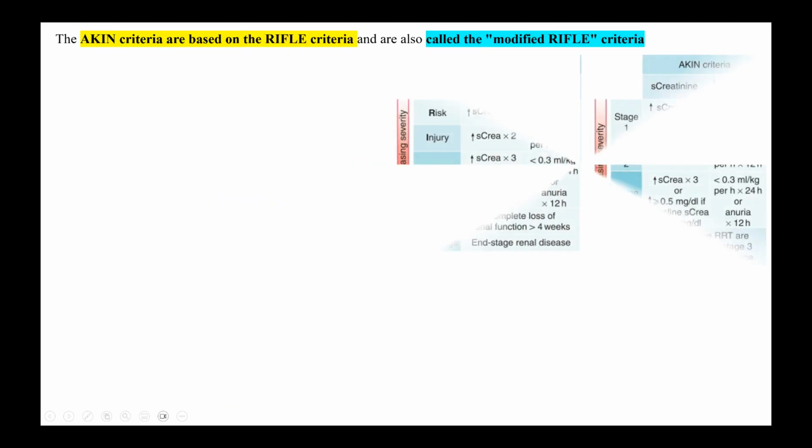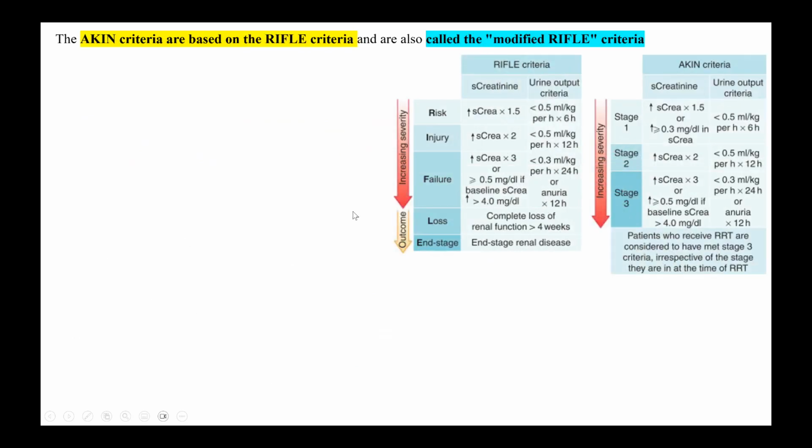And this AKIN criteria is nothing but a modification of the RIFLE criteria. So there you have only 3 stages, stage 1, stage 2, and stage 3, and there will be increasing severity as the stage increases. And again, here also the creatinine and urine output are the two parameters which are taken into account. And patients who receive renal replacement therapy are considered to have come to stage 3 criteria, irrespective of the stage, they are at the time of renal replacement therapy.